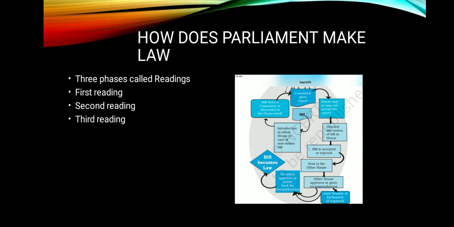As I told you, before becoming a law, it is called a bill. So, for becoming a law, a bill has to pass through three steps. These three steps are called three readings: first reading, second reading, and the third reading. In the first reading, the concerned member who is introducing the bill introduces the bill in the House.